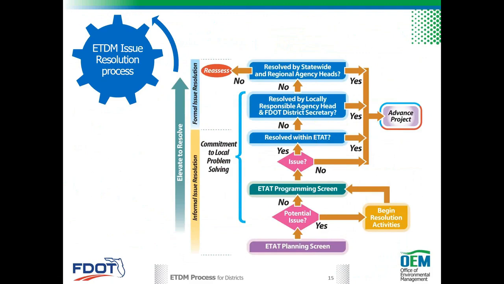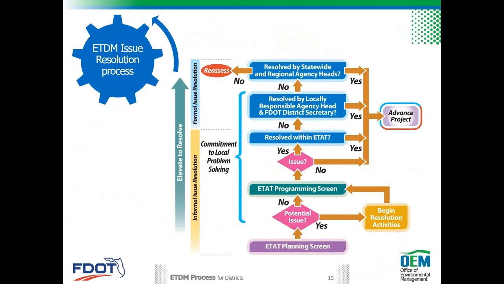The ETDM issue resolution process. Within ETDM, we have defined issue resolution processes that seek to find mutually agreeable solutions that address a resource concern, whether it's natural, physical, social, or cultural, while meeting the transportation need. A strong commitment exists among the partners in the ETDM process to resolve issues within the ETAT. That was well formulated in the MOU that I showed you at the beginning of the webinar. All the agencies agree to work together in the process prior to elevating them to higher level management.